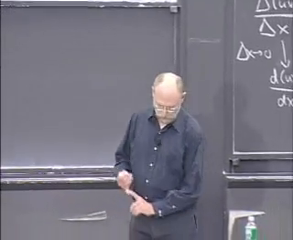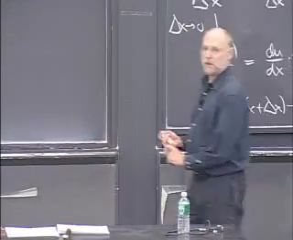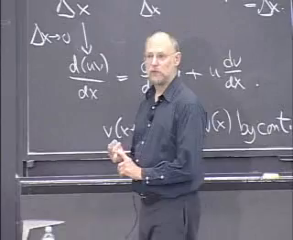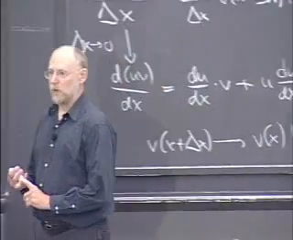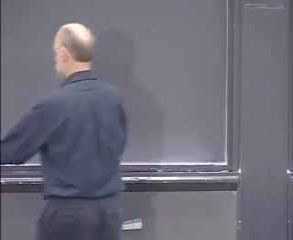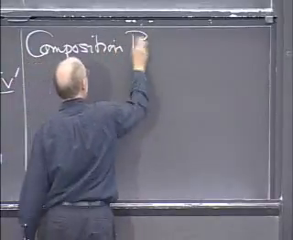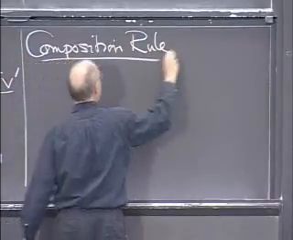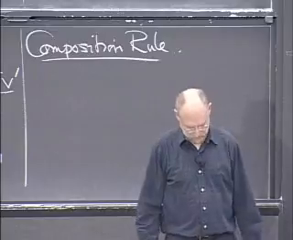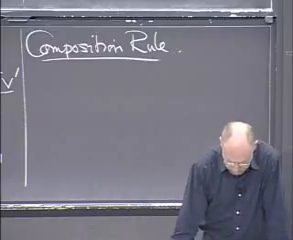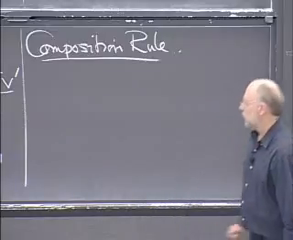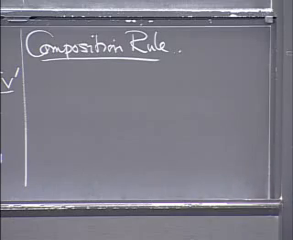Okay, so we've done two rules. I've talked about the product rule and the quotient rule. What's next? Let's do the chain rule. So this is a composition rule. So the kind of thing that I have in mind, composition of functions is about substitution.